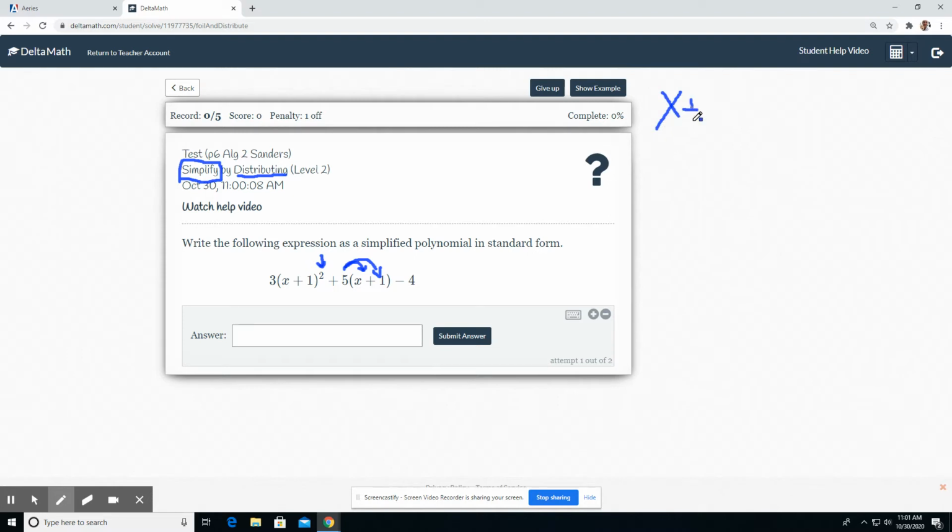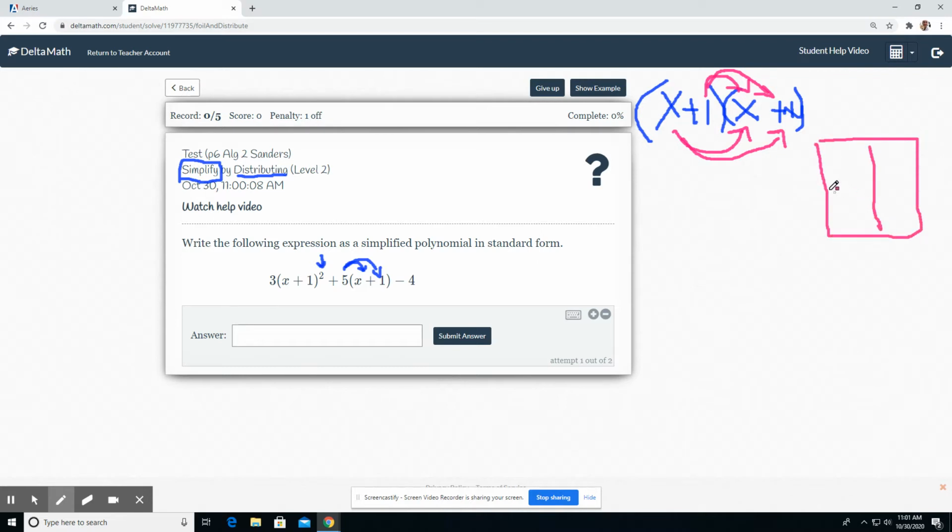So x plus 1 times x plus 1. And each part multiplies to everything else, each term. So the 1 is going to multiply to the first and to the second. The x is going to multiply to the first and to the second. If you feel better, you can also do a generic rectangle. That would be an x plus 1 and an x plus 1. Either way, you're going to get x squared plus 2x plus 1.